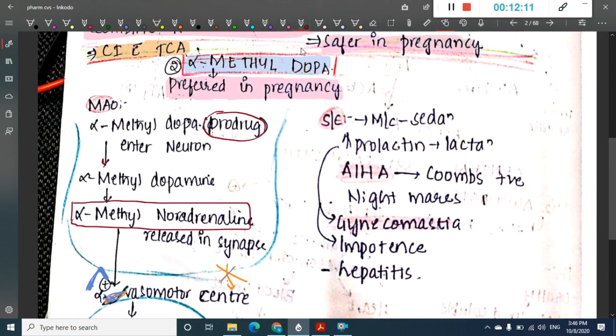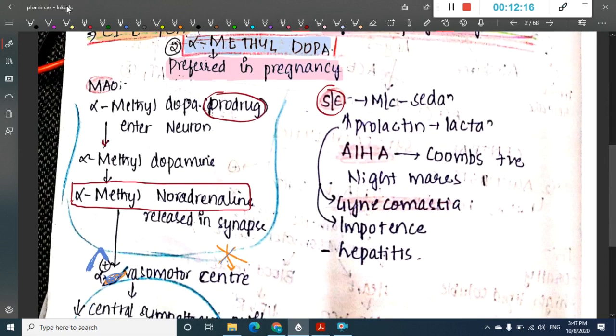Now what about the side effects? These side effects are very important. Number 1, these can cause sedation, the most common side effect with alpha methyl dopa. They also increase the secretion of prolactin, thus causing gynecomastia, and because of the increased prolactin they cause impotence also. They will also cause autoimmune hemolytic anemia. AIHA, autoimmune hemolytic anemia, is a side effect of alpha methyl dopa.